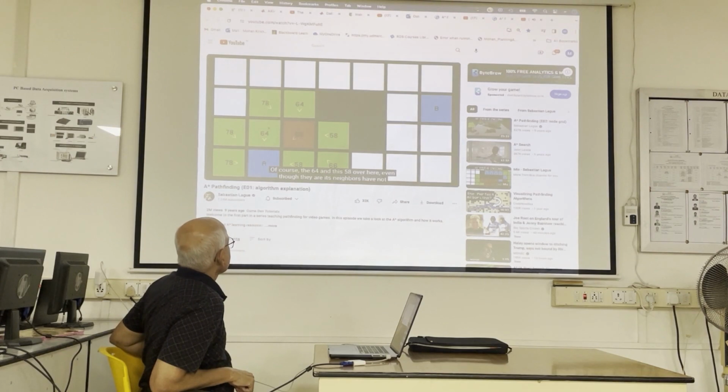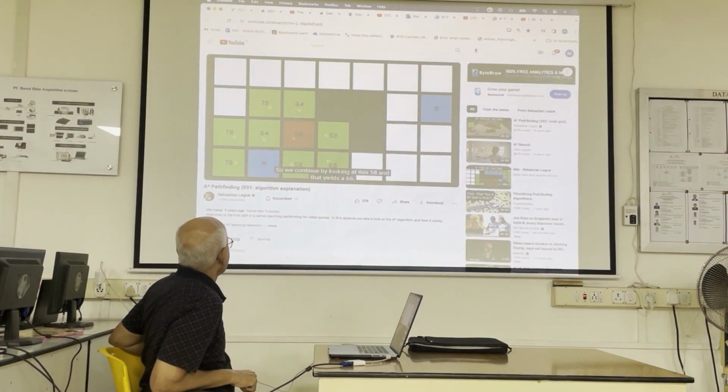Of course, there's 64 and there's 58 over here. Even though they are neighbors, they have not updated to show that they're coming from this node, since it would be a worse path. In other words, it would have a higher F cost if we were to get to, say, this node over here by going diagonally up and then down. So it will only update if it is in fact a better path that's being offered.